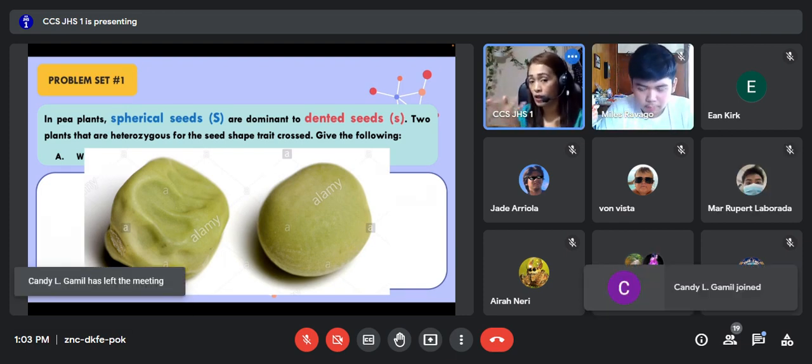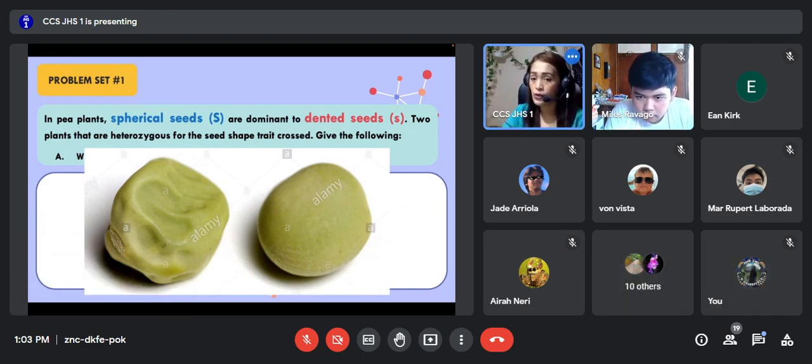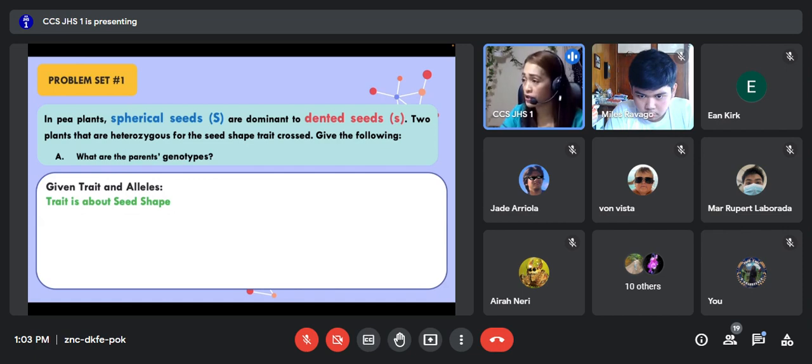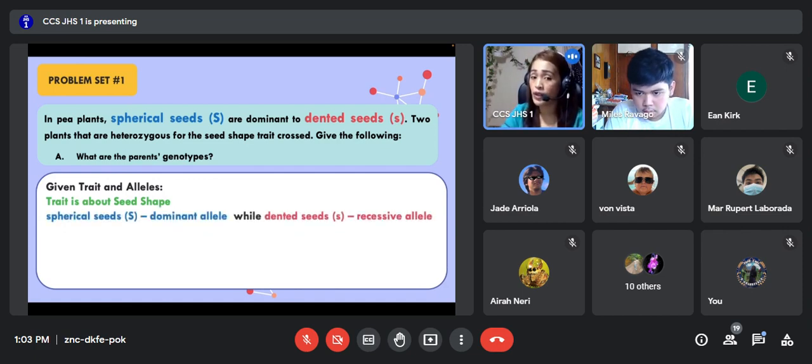It has no dents on its side. So that means this is more prevalent, it keeps appearing, it is more obvious in a group or population of pea plants. So, based on the description, both parents are heterozygous. But let's talk about the trait. The trait talks about seed shape. And the options are between spherical and dented.